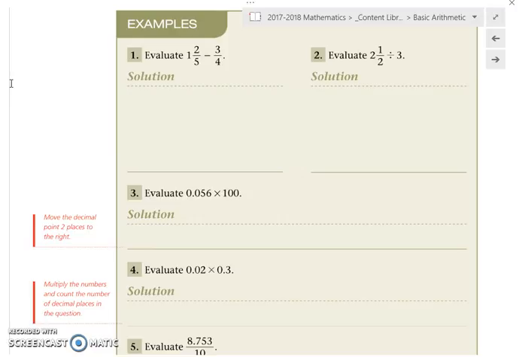Cool? So I've got 7 over 5 minus 3 over 4. I'm going to times this side by 4. I'm going to times this side by 5. Cool? How did you get 7? 1 2/5. Because one whole is made up of 5/5.